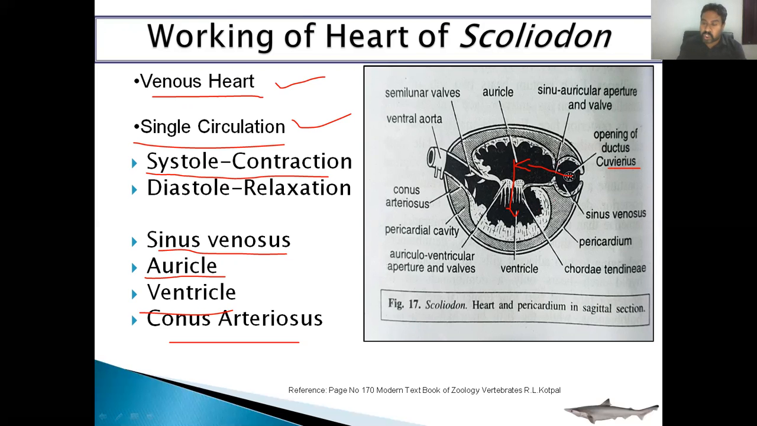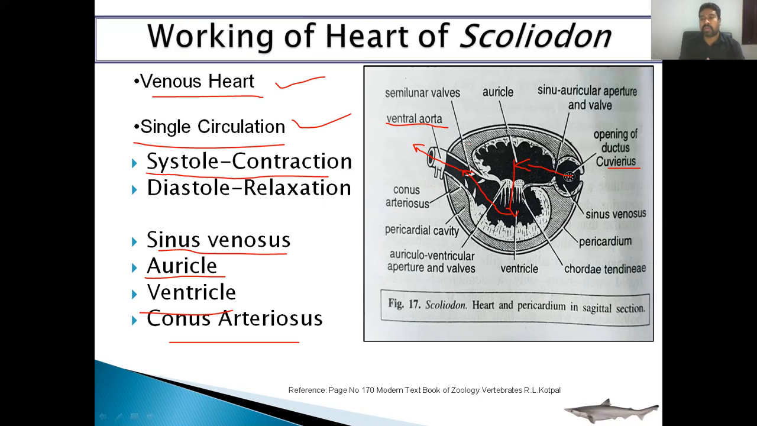That's why there are valves present to ensure unidirectional flow of blood. So first of all, the sinus venosus contracts while the auricle is relaxed, so blood goes to the auricle. Now the auricle contracts, so blood goes to the ventricle. Then the ventricle contracts and blood goes to the conus arteriosus. And when the conus arteriosus contracts, blood goes to the ventral aorta. And from the ventral aorta, it goes to the gills for the purpose of aeration.